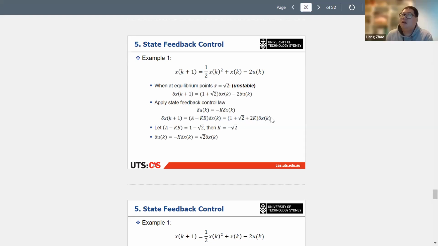All right, sure. So in this case, you know what A is, right, and what B is. And then you just use the back substitution. Then you get that it's 1 plus square root of 2.